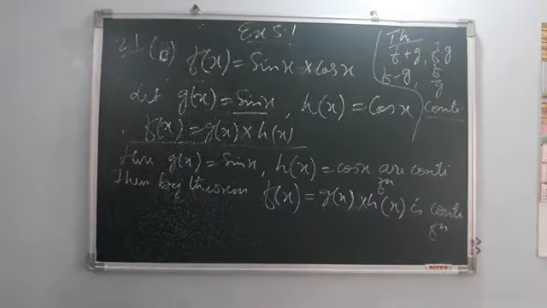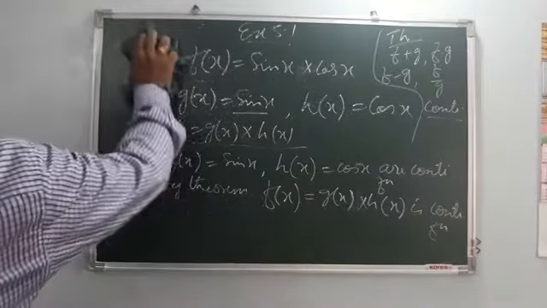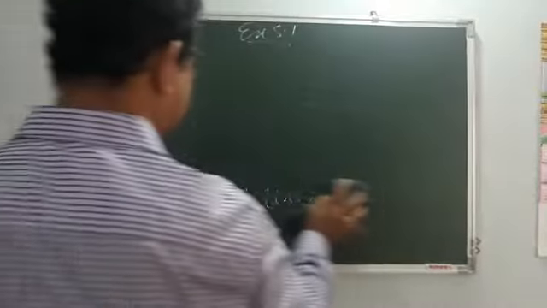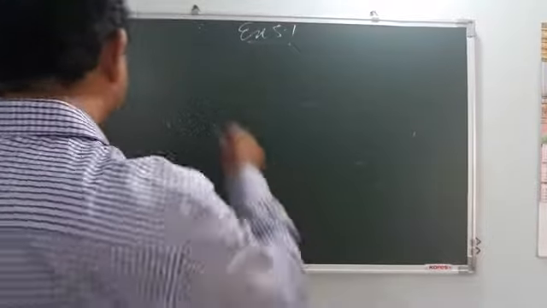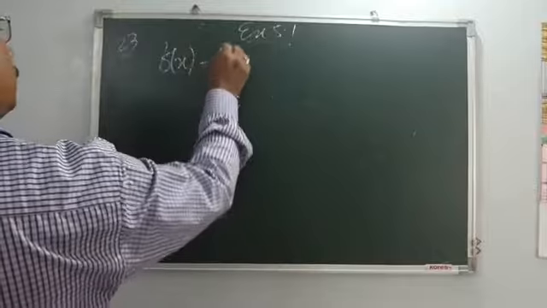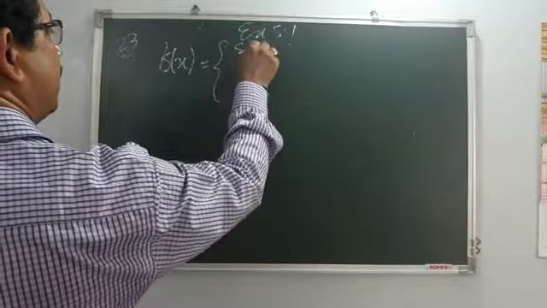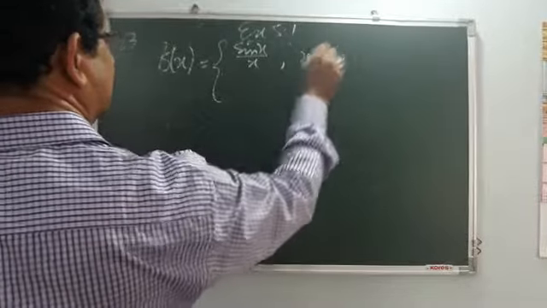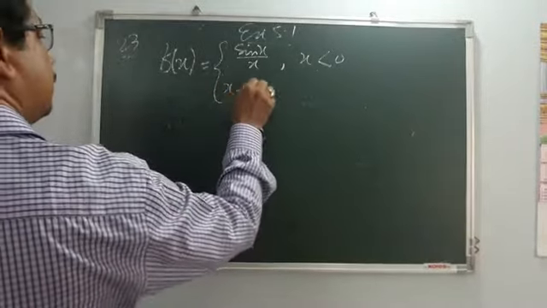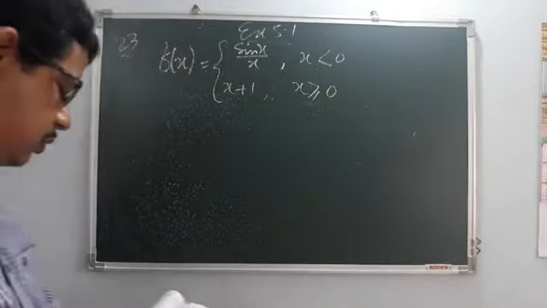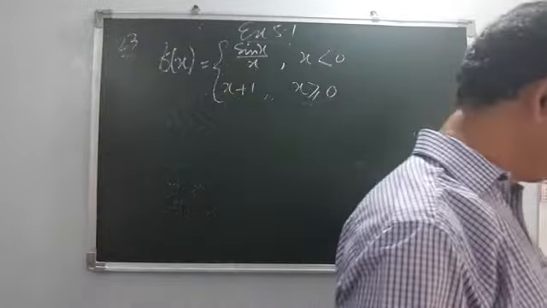So now we proceed to question number 23. Here first I will write this f(x). They have given f(x) as two values. One is sin x by x if x is less than 0, and another is x plus 1 if x is greater than or equal to 0. So now how to do this sum?